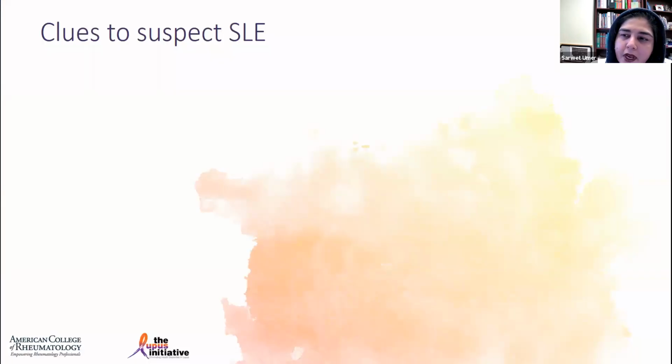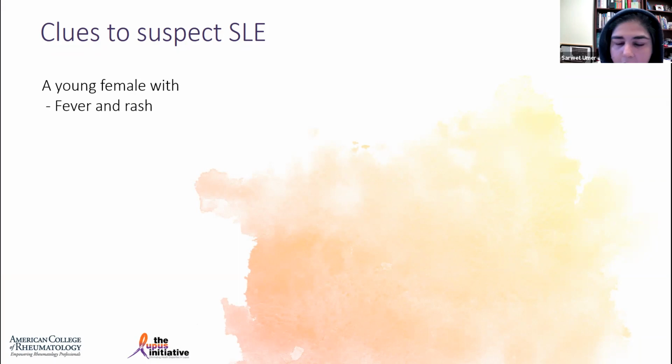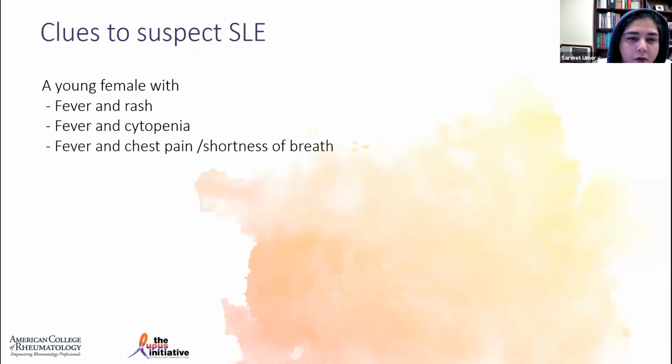So when would you suspect lupus? You see a young female with fever and rash which is going on for a while, or fever and cytopenias. These cytopenias could be leukopenia, lymphopenia, thrombocytopenia, hemolytic anemia. These are all features of lupus. A patient presents with fever and chest pain and shortness of breath and may have a pericardial effusion. That may be your lupus patient. Acute renal failure: a young female with unexplained acute renal failure, we must check for lupus.